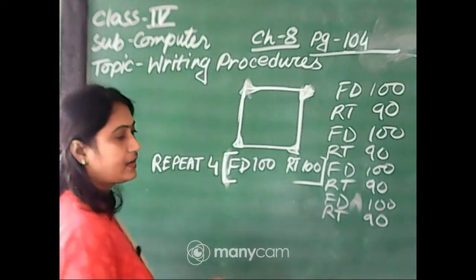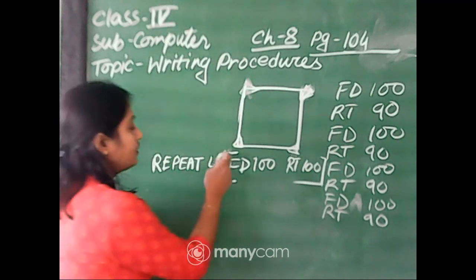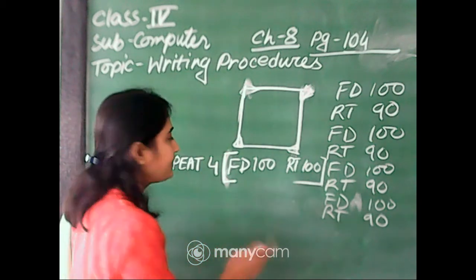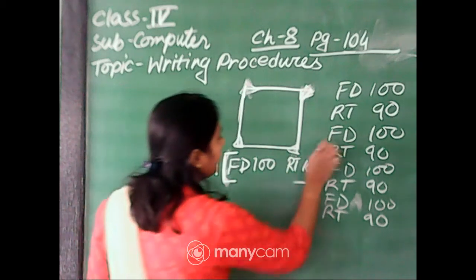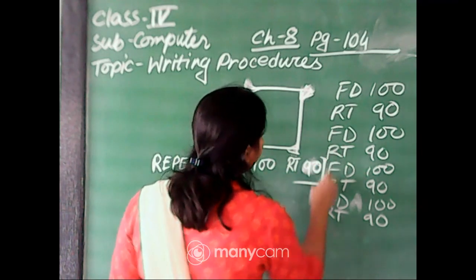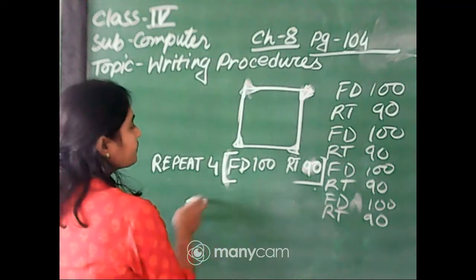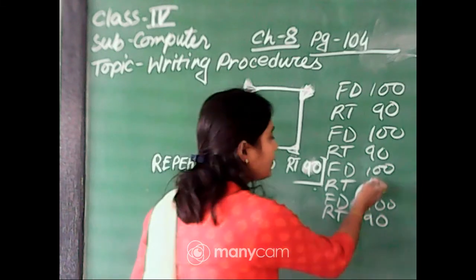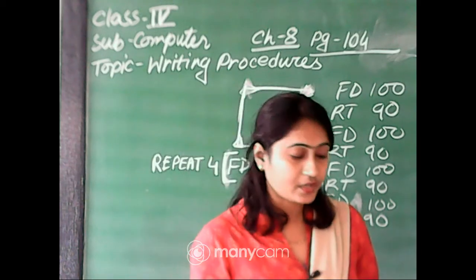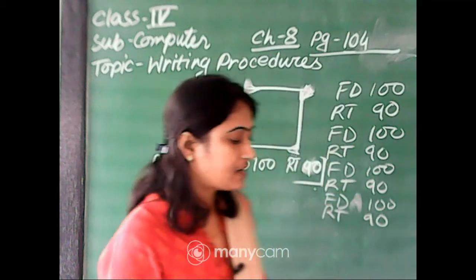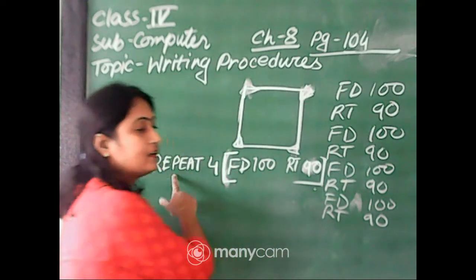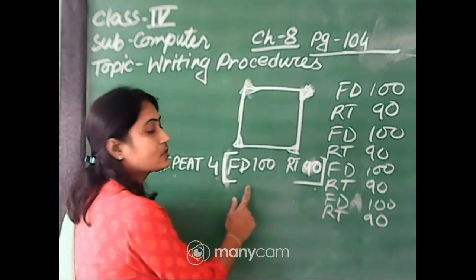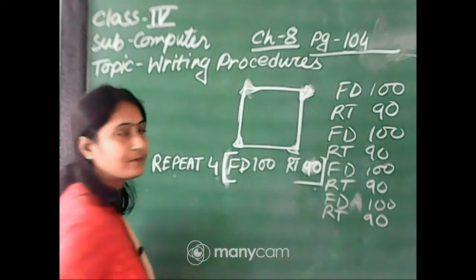Using the repeat command in only one line, you repeat 4 times the primitives FD 100 and RT 90. This command has to repeat 4 times, and then you can draw the square instead of using a number of lines. For example: first the repeat command, then the number of times to repeat, and in a square bracket the primitives you have to write.